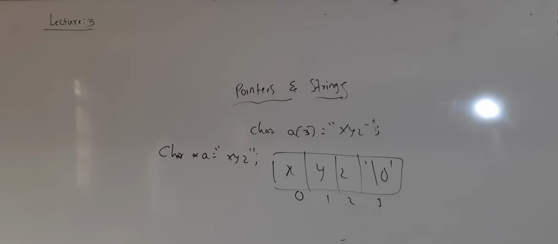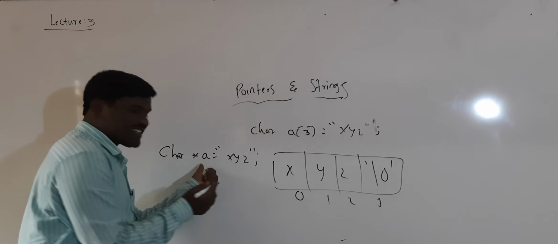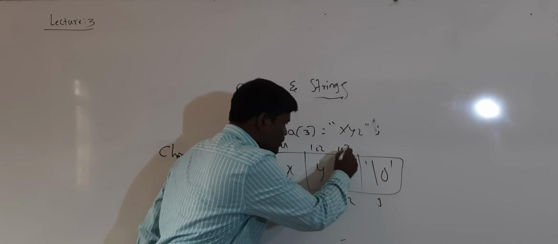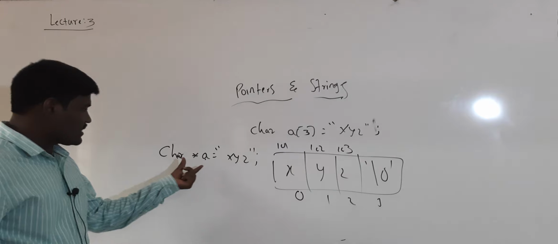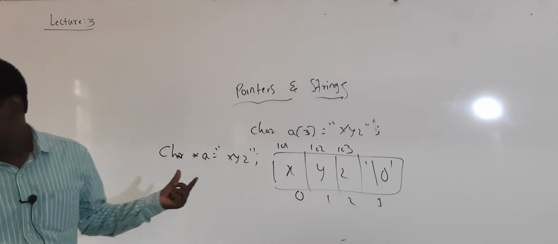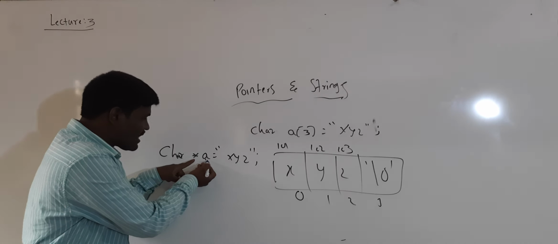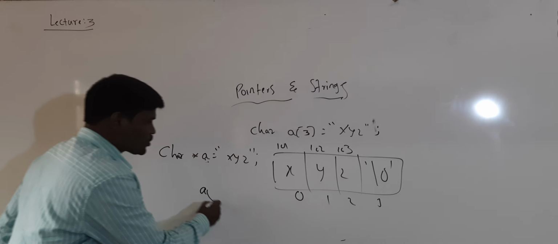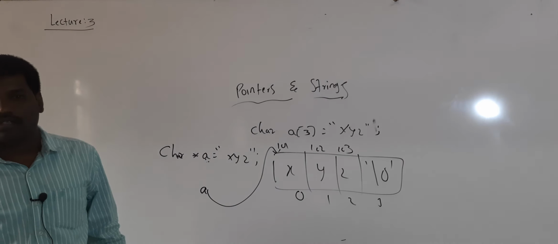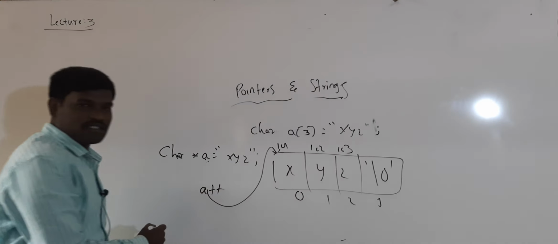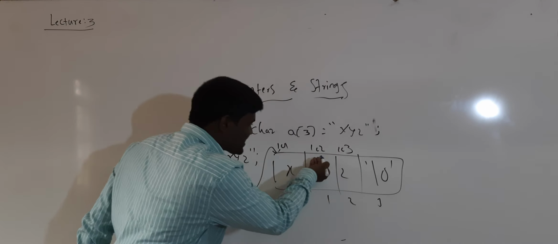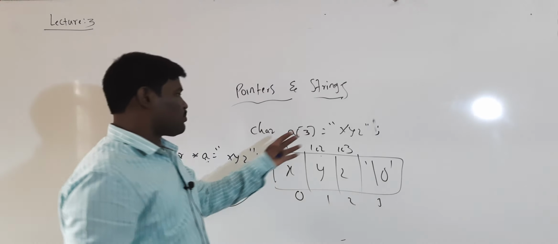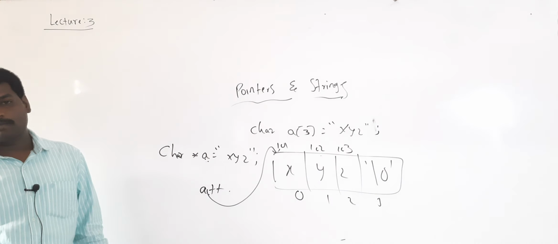And if it is a pointer character, a always belongs to the base address 101, 102, 103. Here char star a means pointer character. Here a belongs to the base address, that is 101. If I write a plus plus, it points to the next character, that is 102. Again if I apply plus plus, it points to the third character, that is z.